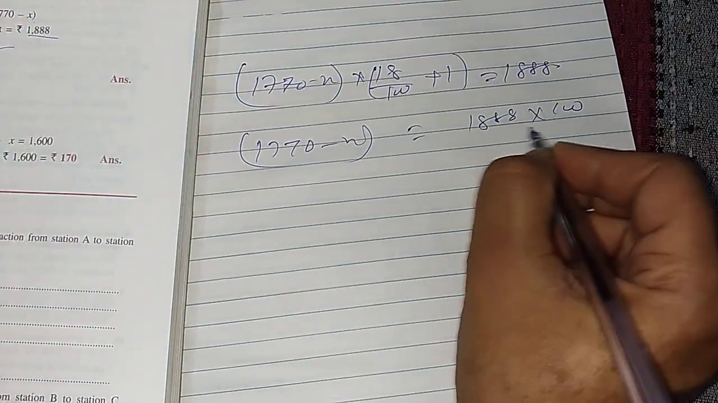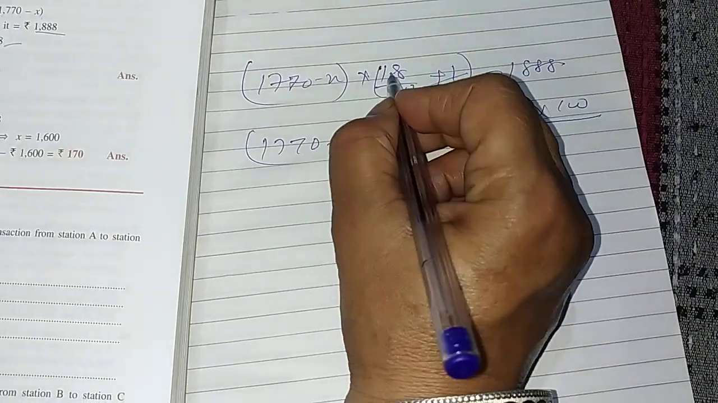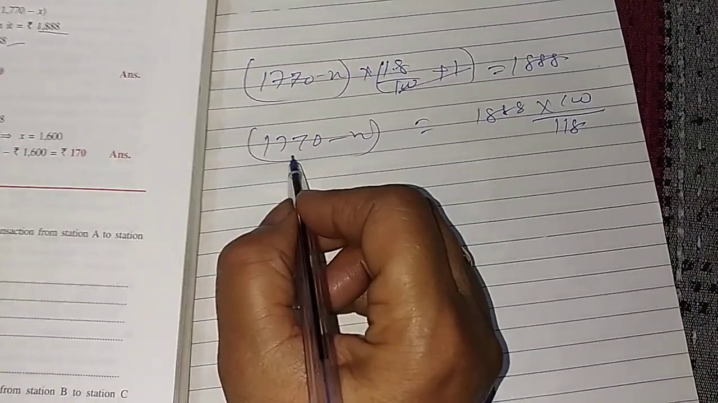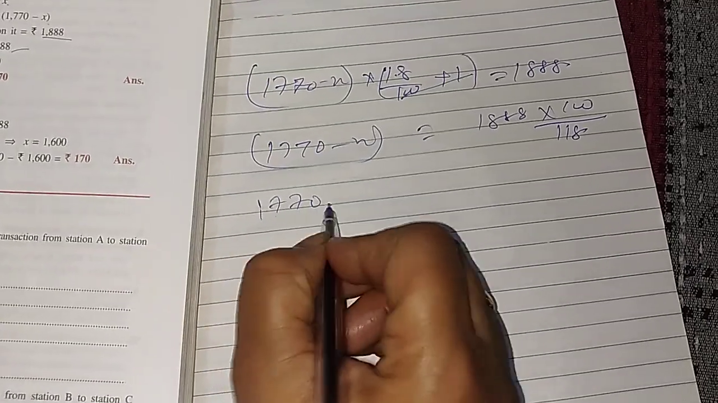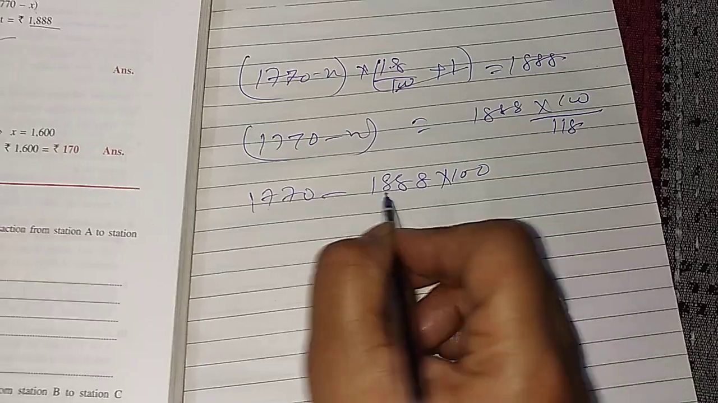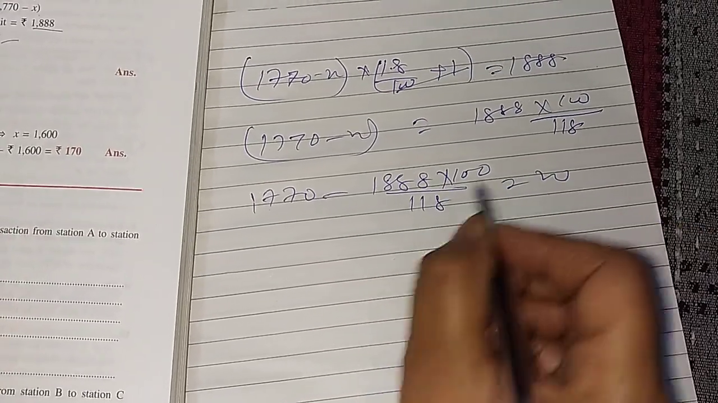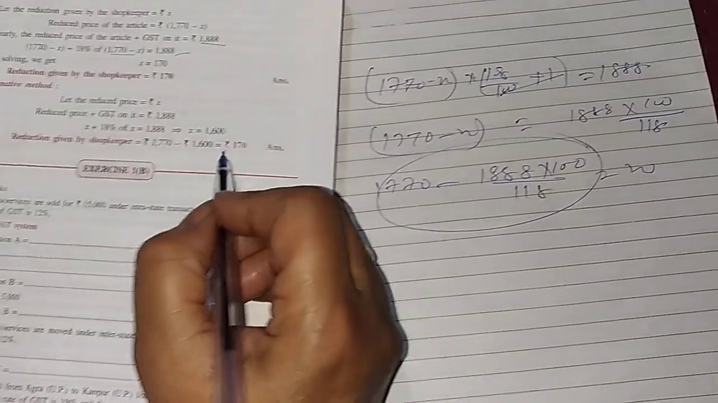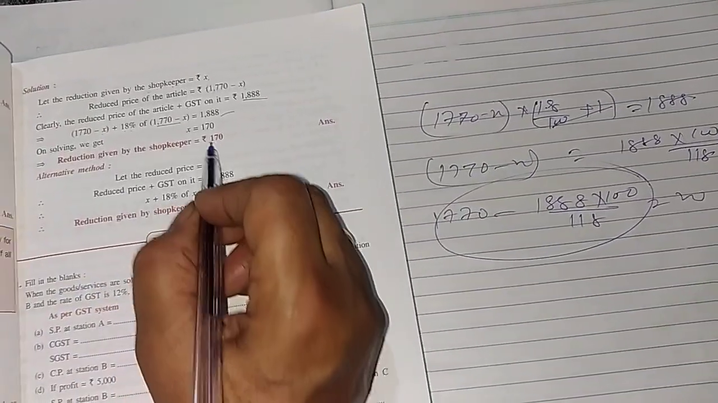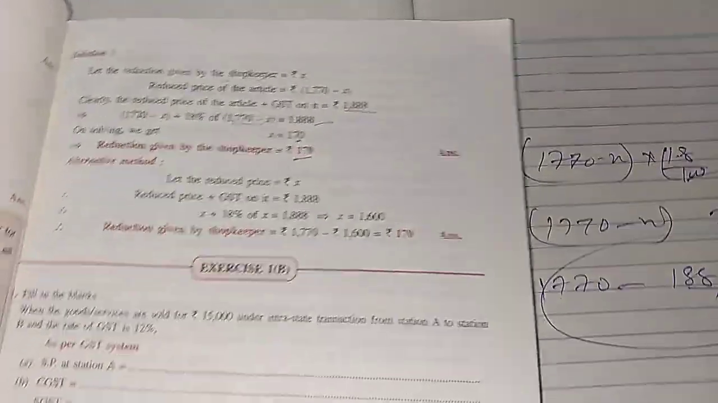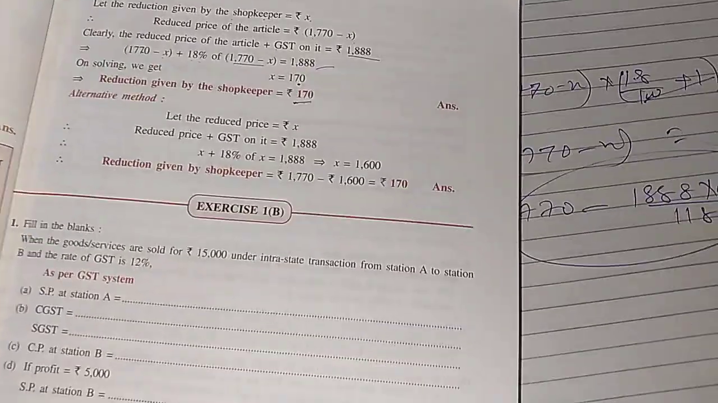1888 into 100 over 100 plus 18, which is 118. And this, 1770 minus 1888 into 100 over 118 is equal to x. By simplification you can get the value of x, that is 170. So the reduction is 170 rupees. So you should try the same question yourself.